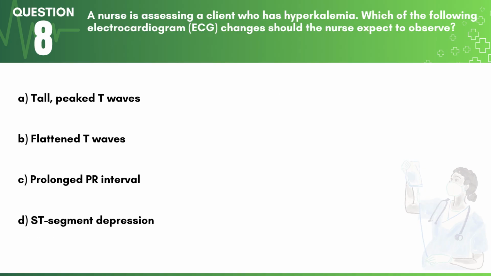Question 8. A nurse is assessing a client who has hyperkalemia. Which of the following electrocardiogram, ECG, changes should the nurse expect to observe? A. Tall, peaked T waves. B. Flattened T waves. C. Prolonged PR interval. D. ST segment depression.